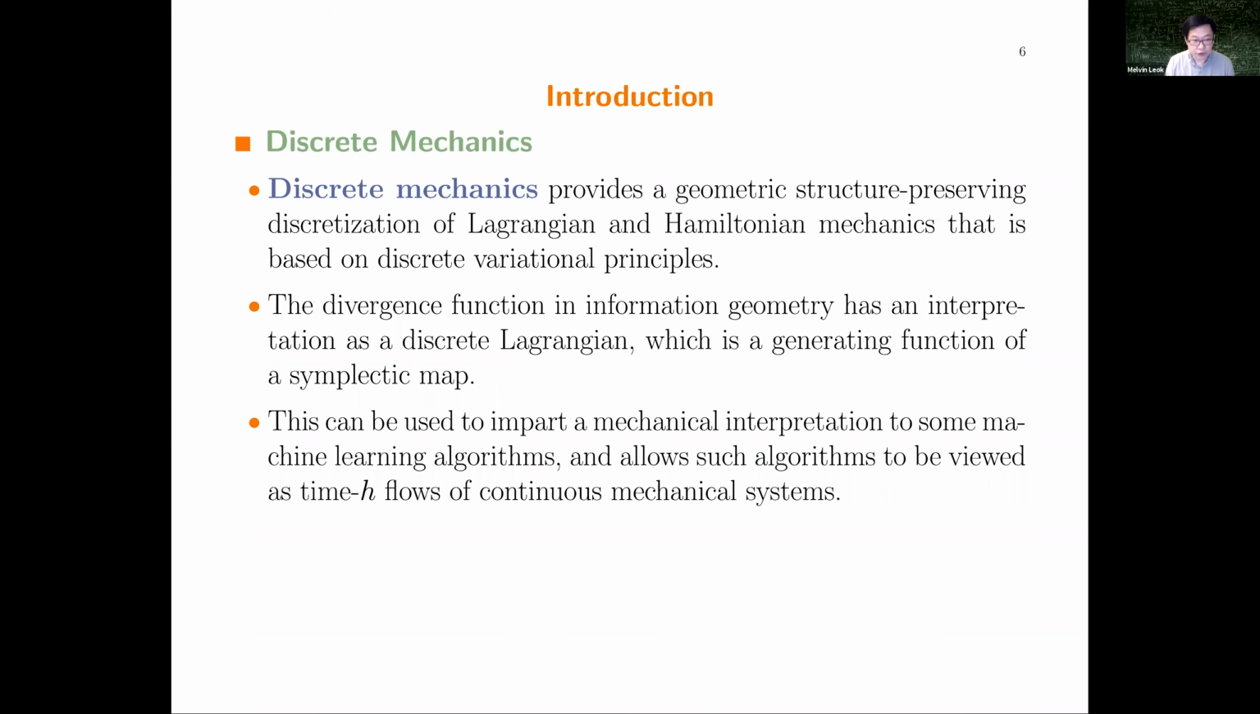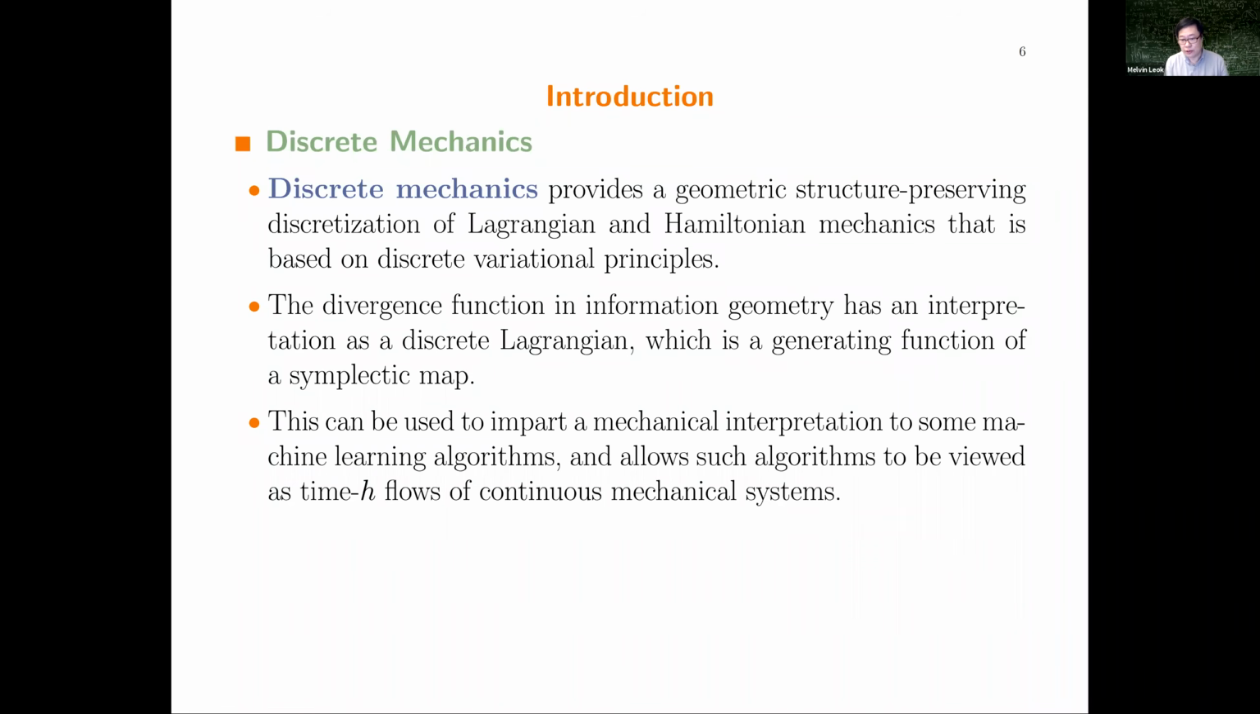Okay, and then finally, my main area of interest is in what is called discrete mechanics, which provides a geometric structure-preserving discretization of analytical mechanics, particularly Lagrangian and Hamiltonian mechanics. The way we approach this is by looking at discrete variational principles. The connection between mechanics, information geometry, and machine learning has to do with the fact that the divergence function, which you see in information geometry, has an interpretation as a discrete Lagrangian, which is a generating function of the symplectic maps. This discrete Lagrangian plays a central role in discrete mechanics, the same way that the divergence function plays a central role in information geometry.